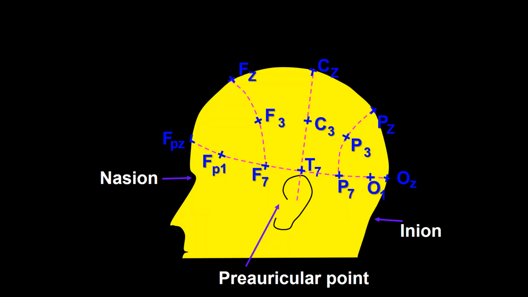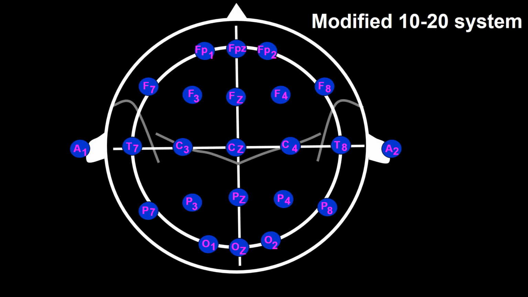Again, go to the left side and place A1 at the earlobe. It can also be placed on the mastoid. We do the same thing on the right. Once these ear electrodes are placed, the diagram would look as you see in this frame.